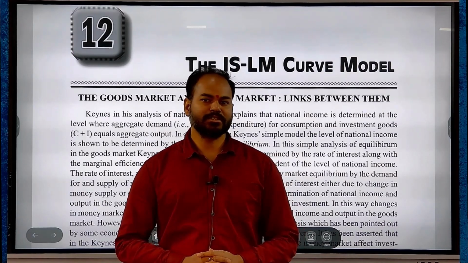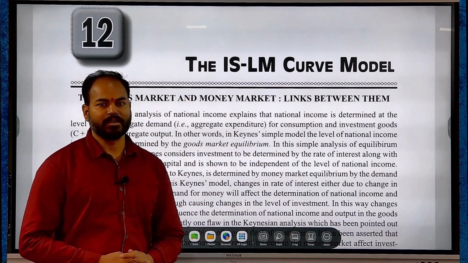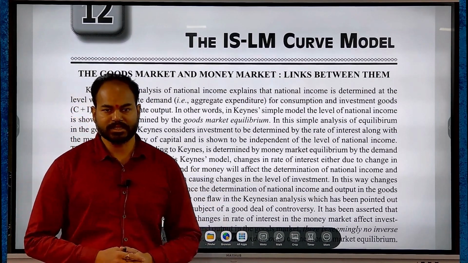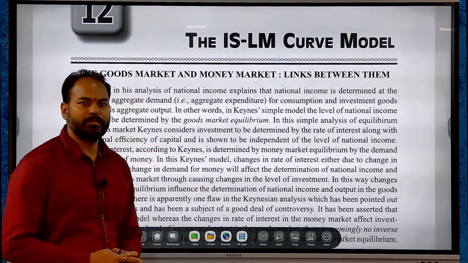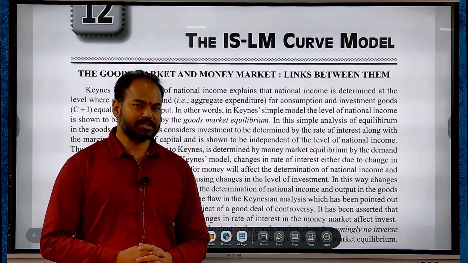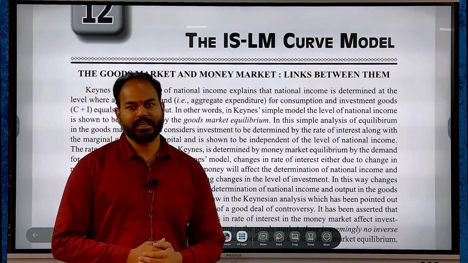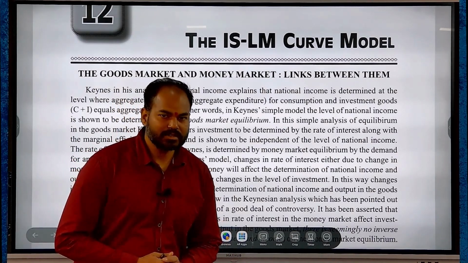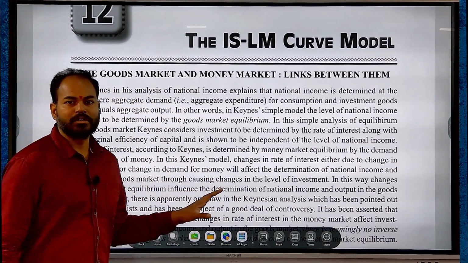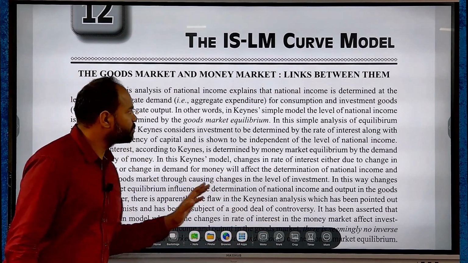In this phase, today I am going to discuss a very interesting part, the ISLM model, one of the most important models in macroeconomic analysis. This course will be helpful for undergraduate, postgraduate, as well as PhD students to understand goods market equilibrium and money market equilibrium. Let's start with this topic. I am using the reference book of Dr. H.L. Ahuja, Macroeconomics, chapter 12.